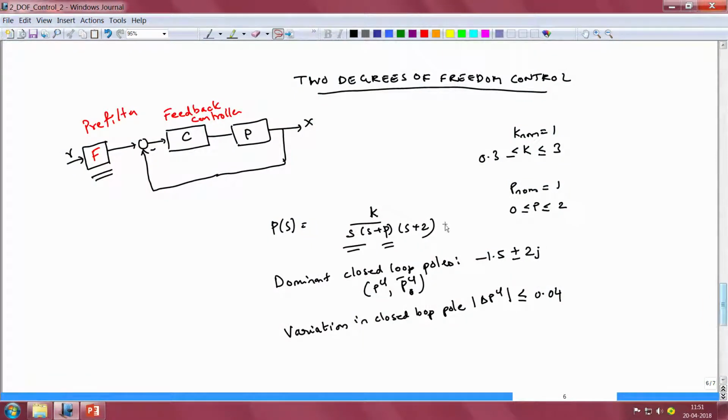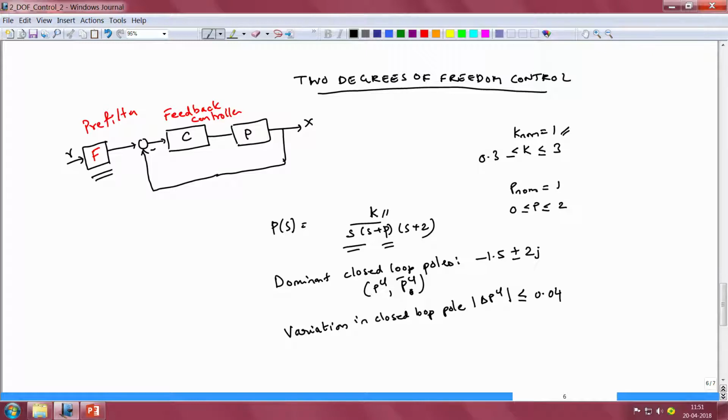So let us take a look at the problem that we would be handling today that has been stated on this slide. We are going to stick to the same plant that we have been discussing over the last several lectures. The plant is P of S is equal to K by S times S plus P times S plus 2. In this case, the gain of the plant K is assumed to be uncertain, unlike in the previous clip where we assumed K to be equal to 1. Here its nominal value is equal to 1, but its actual value could be anywhere between 0.3 and 3. So the gain of the plant can vary by an order of magnitude.